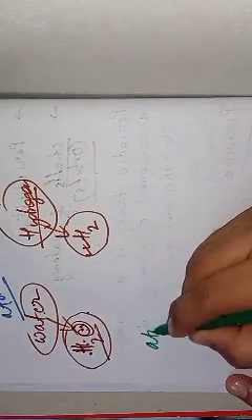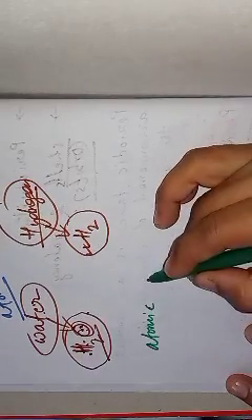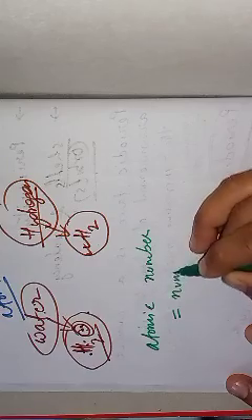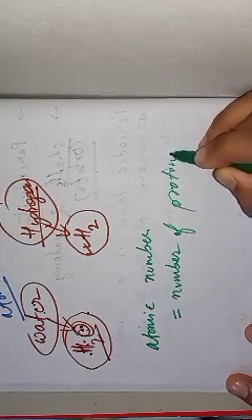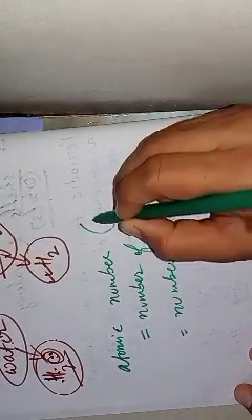And atomic number, I hope that you have studied this in class 7 and class 8 as well. Atomic number is equal to the number of protons, and the number of protons is equal to the number of electrons. The number of protons, the number of electrons, they equal the atomic number, and it is represented by Z.